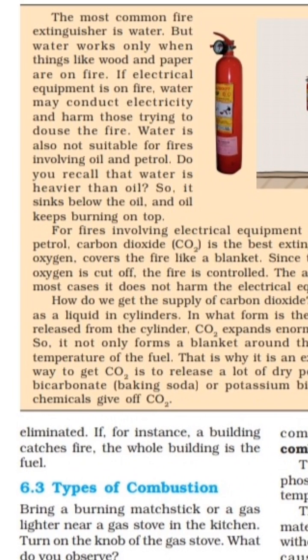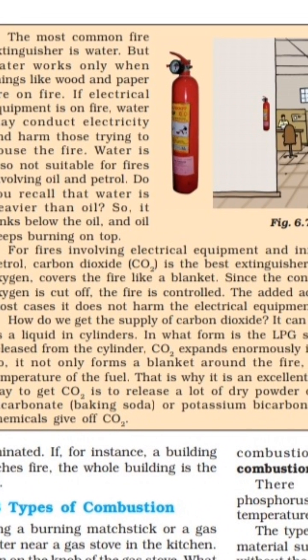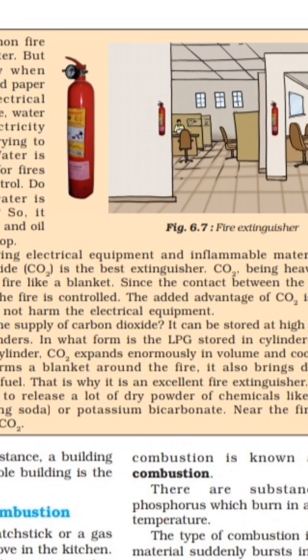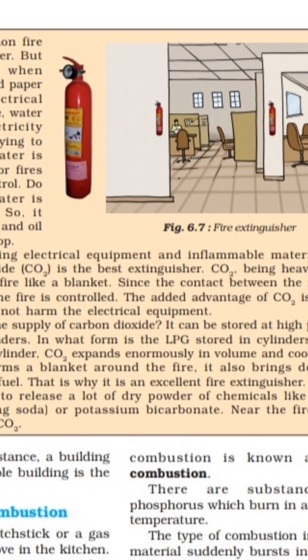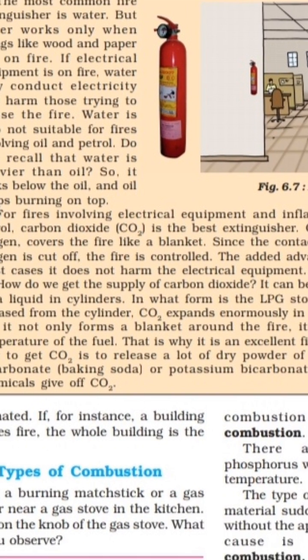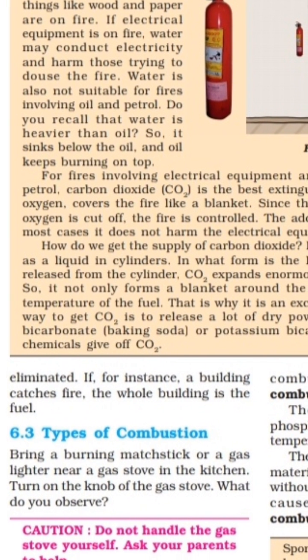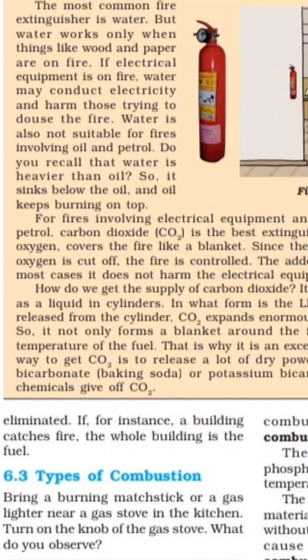Now, how do we get the supply of carbon dioxide? You can see in a bank or many more offices this type of cylinders which are hung on the wall. See in the image, fire extinguisher. How do we get the supply of carbon dioxide? It can be stored at high pressure as a liquid in cylinders. Liquid in the cylinder. You can see in the image also.